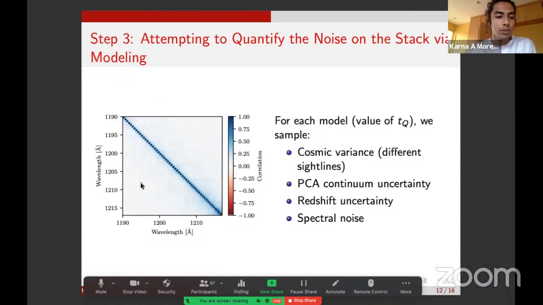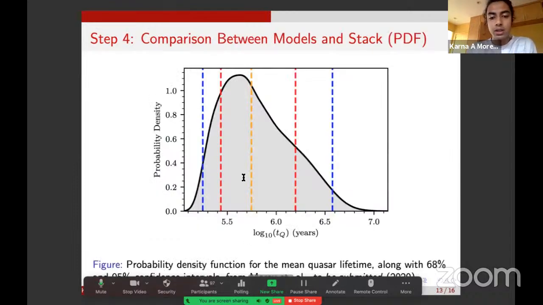And so here's a plot of the correlation matrix. And you can see it's mostly diagonal, although there is some correlation between close bins. And so finally, we obtain one covariance matrix for each value of TQ. And we can use these covariance matrices to directly infer the lifetime. And so the value that we get here is the posterior distribution. The median lifetime is 10 to the 5.7, and shown here are the 68 and 95% confidence intervals.